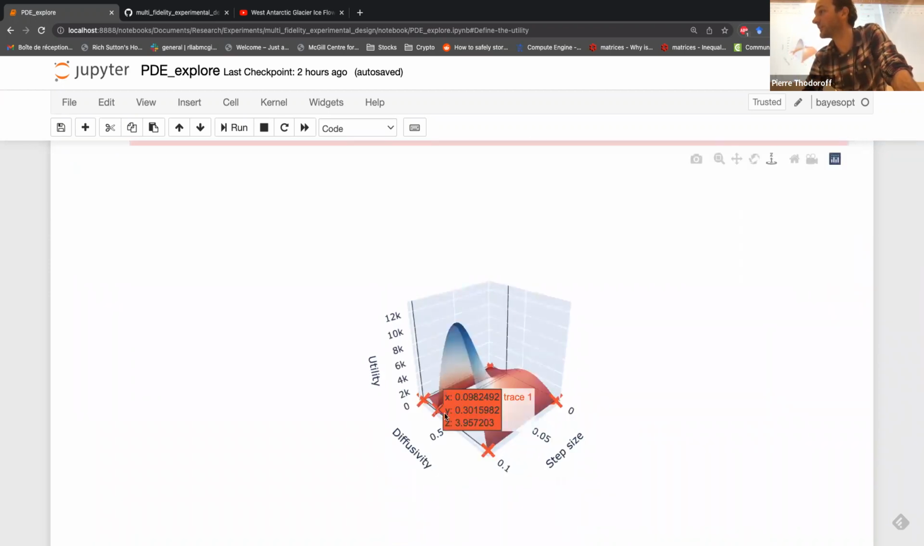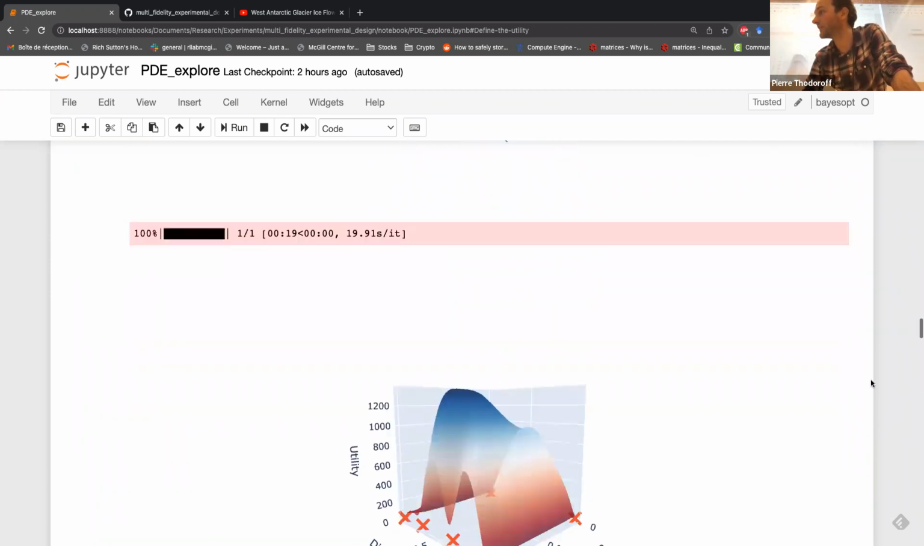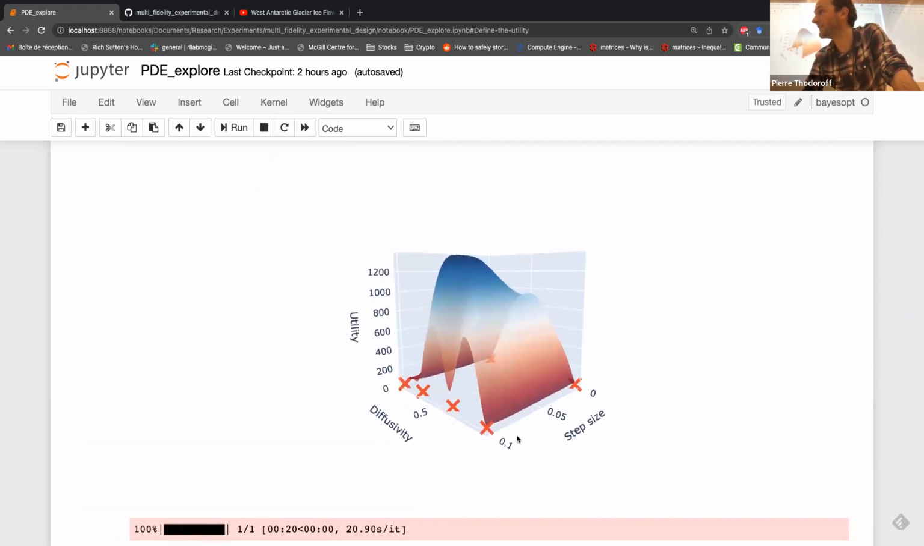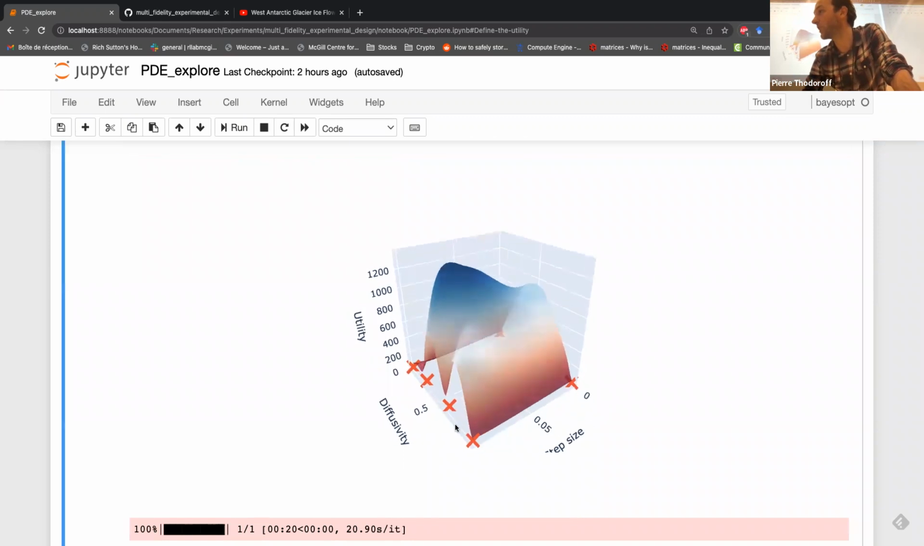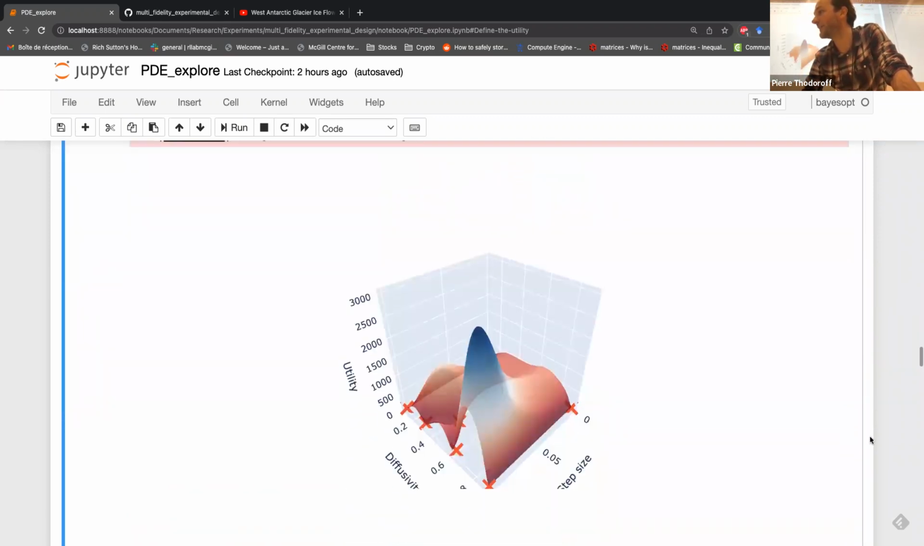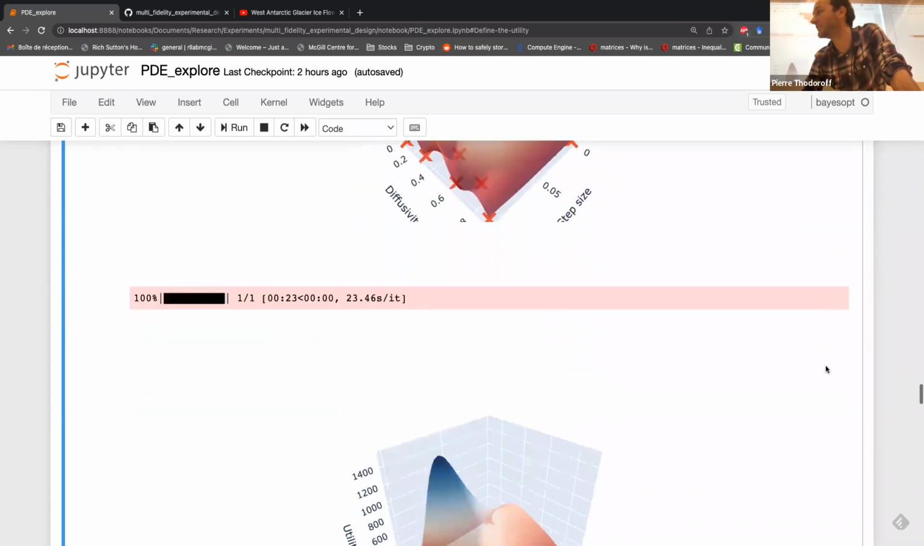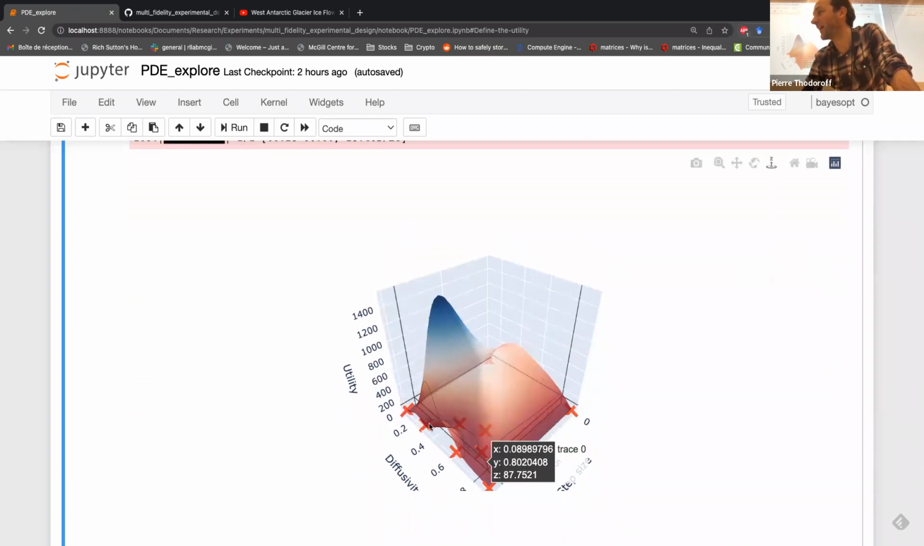So here it selected this point, then this one. You can see that at the beginning, it focused on the low resolution because those are the most cost-adjusted useful ones. And then it's going to start doing something interesting. Once it's done a bit of sampling in this region, it's going to start moving on to higher resolution. And it's going to do this line by line. It's going to start here, then query all of this, then query all of this.